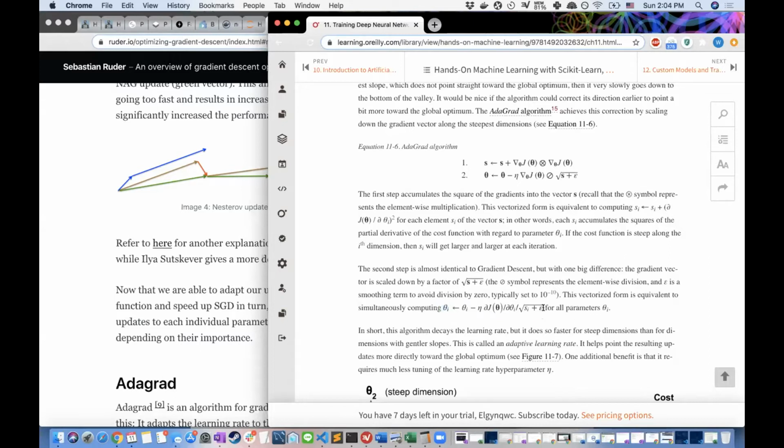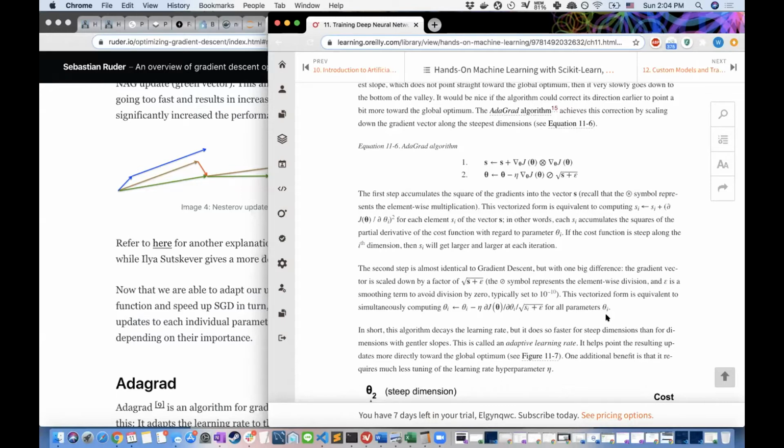This vectorized form is equivalent to simultaneously computing this. Now I didn't get how this is transformed from this. If someone knows, that would be great, and please feel free to jump in. How he kind of transformed this into this.